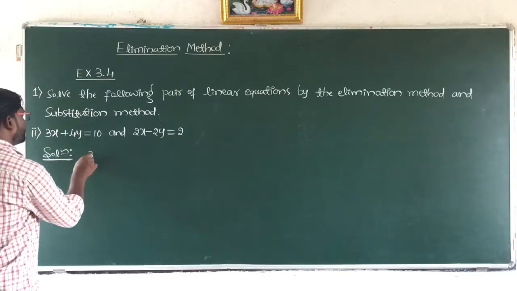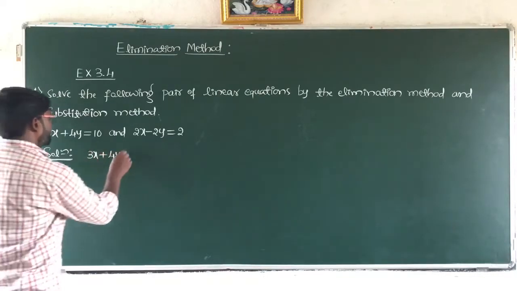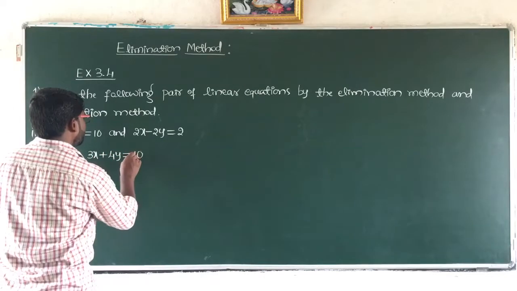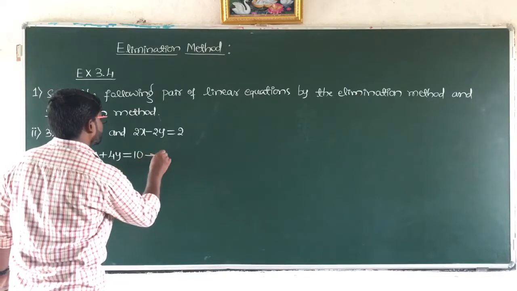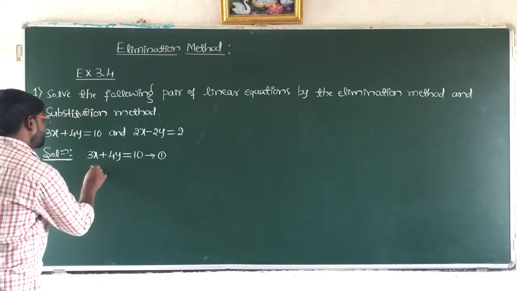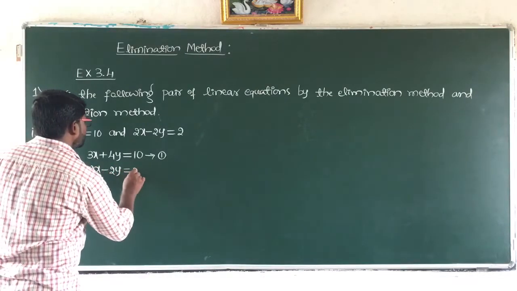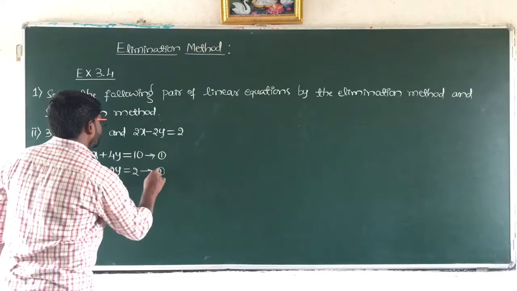3x plus 4y which is equals to 10. Call this as equation number 1. Then 2x minus 2y which is equals to 2. I call this as equation number 2.